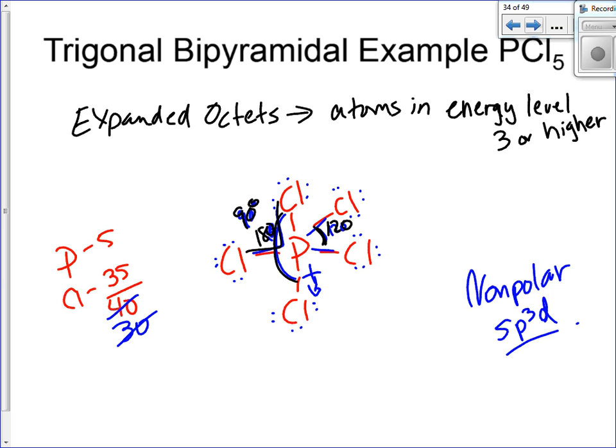I believe so, and the ones off the central atom are the axial. Like the ones that spin around the central atom.